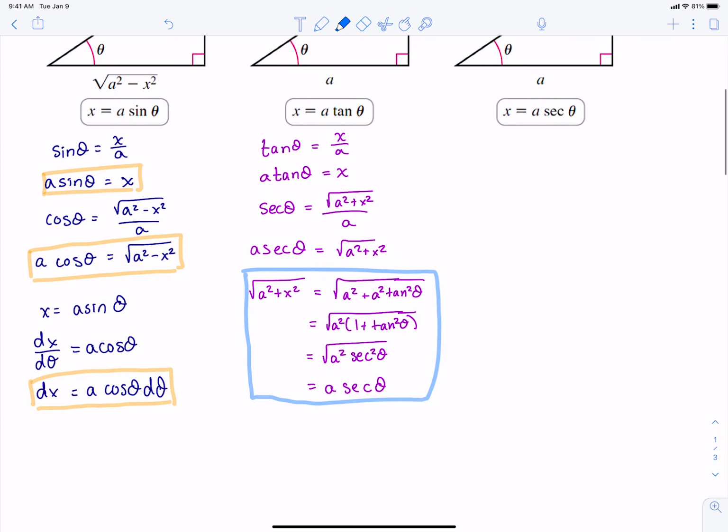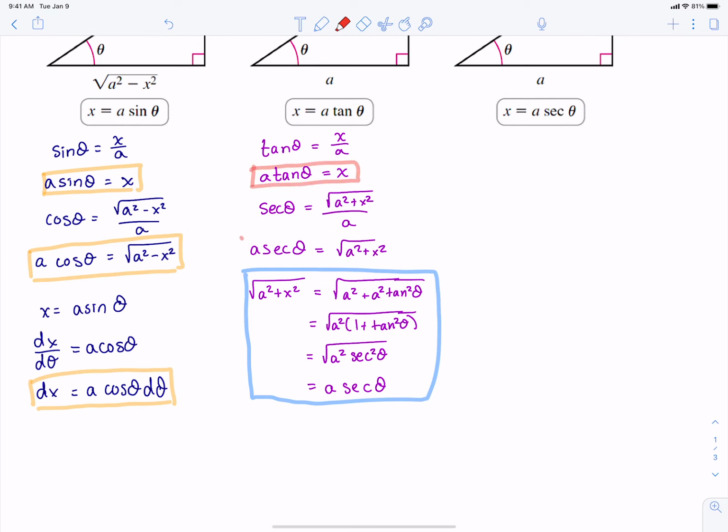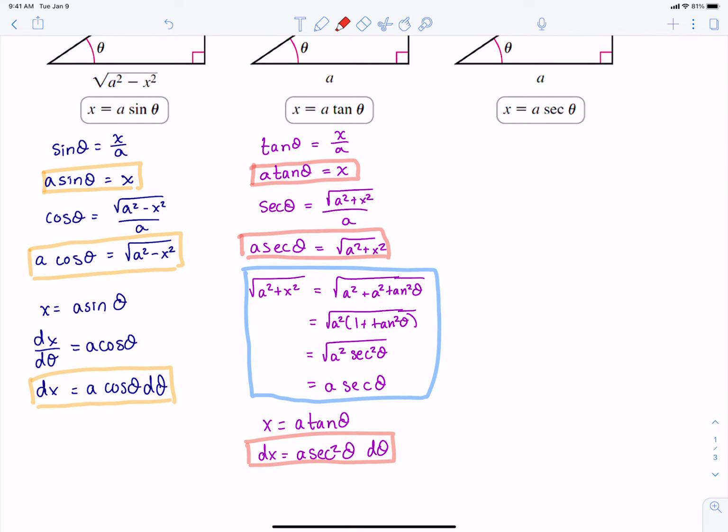And again, the reason why we want to do this is that we want to take this relationship right here and this relationship right here and use those to substitute in our integral. But we're also going to need to change our variable from x to theta. So we're going to take this relationship that x is equal to a tangent of theta and differentiate both sides. The derivative of tangent is secant squared of theta d theta. So these three that I've highlighted in red are the three relationships that we use to change our integral from being in terms of x to being in terms of theta.